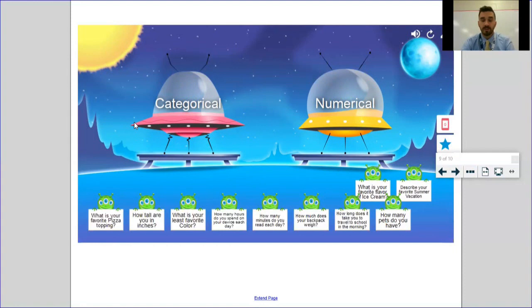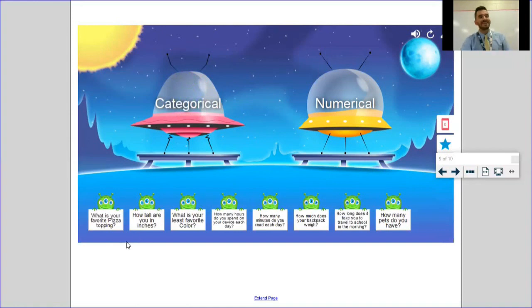What is your favorite flavor ice cream? That would be categorical, and the answer is strawberry. Describe your favorite summer vacation. So think about how you would answer that. You can answer that with words or with numbers. With words. That would be categorical, and the answer, baseball at Wrigley Field.